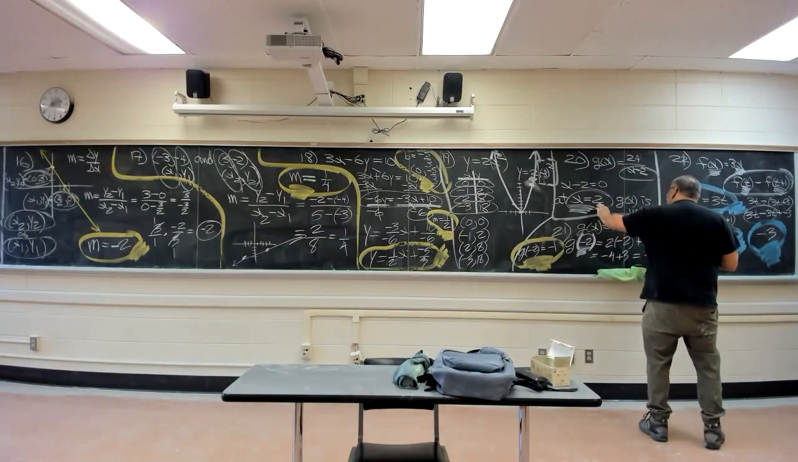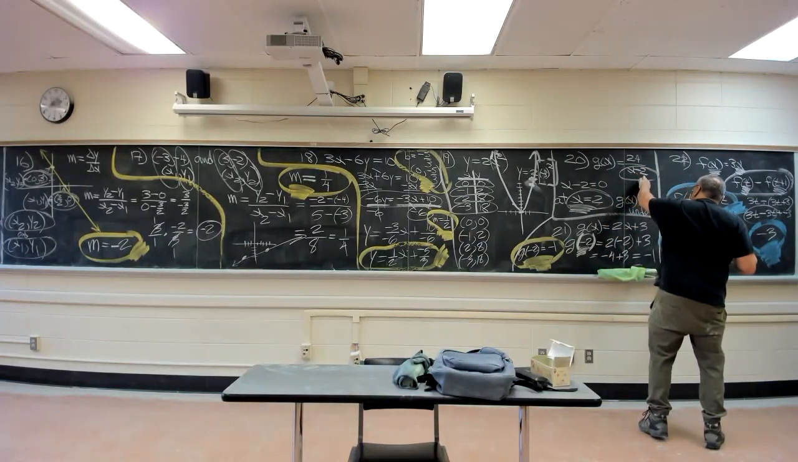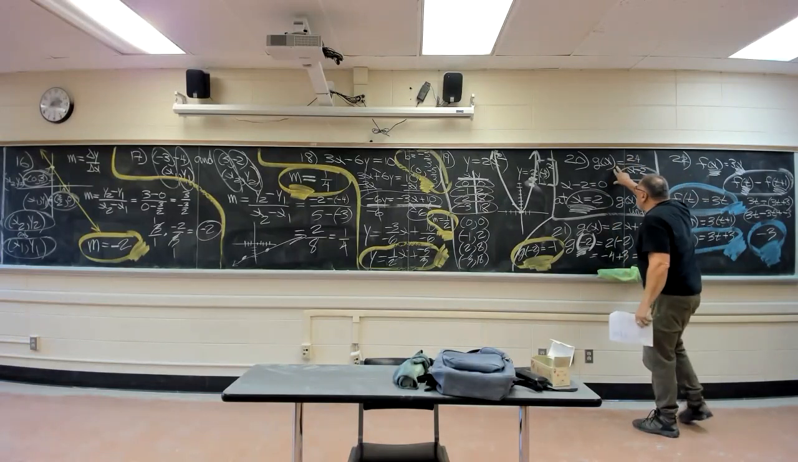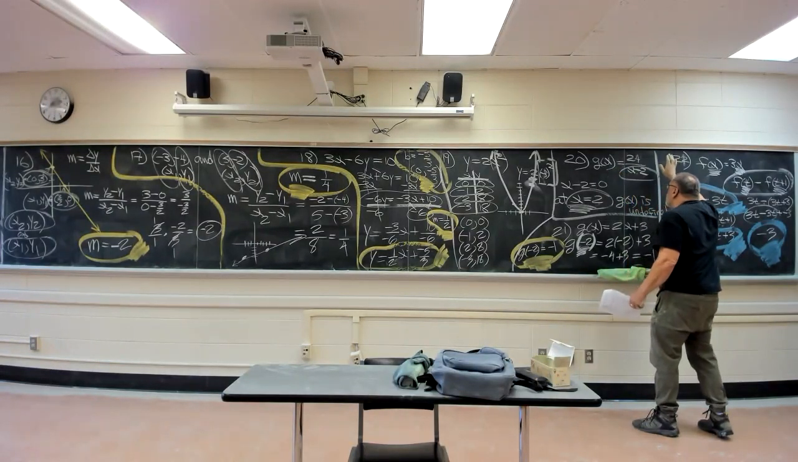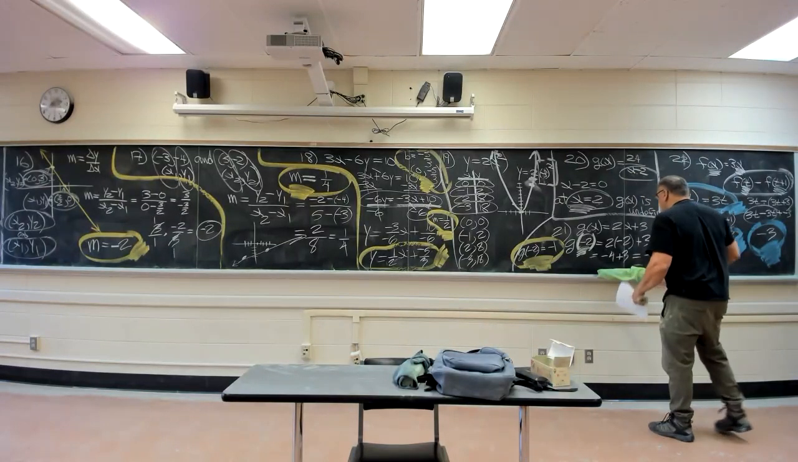You're not allowed to have 2 there. Why? Because 2 minus 2 is 0. 24 divided by 0 is undefined. This function is defined for all real numbers in the universe of real numbers, except for the number 2. 2 is the only one where this is not defined, because 2 minus 2 would be 0.